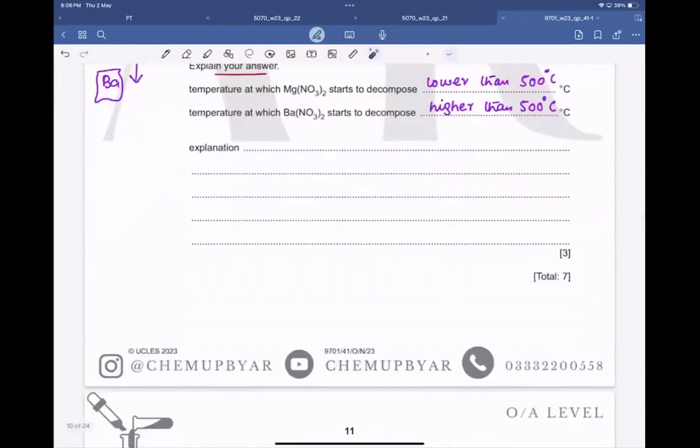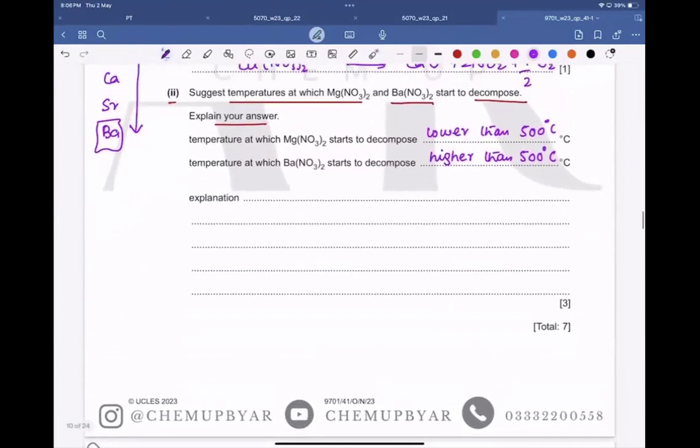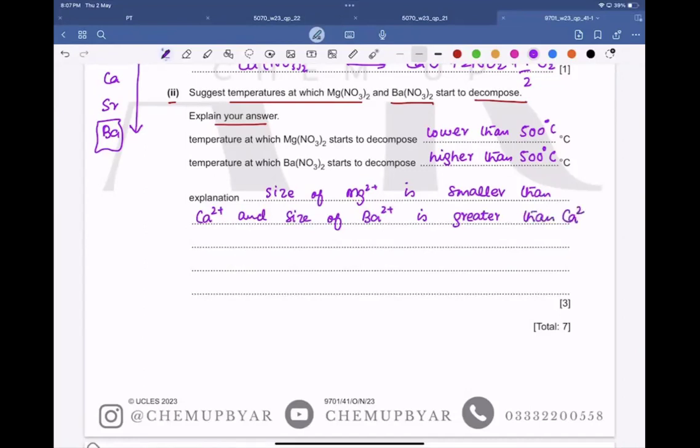Now you have to explain. The size of the magnesium ion is smaller than the calcium ion, and the size of the barium ion is greater than the calcium ion.